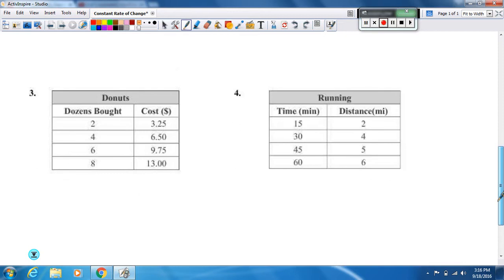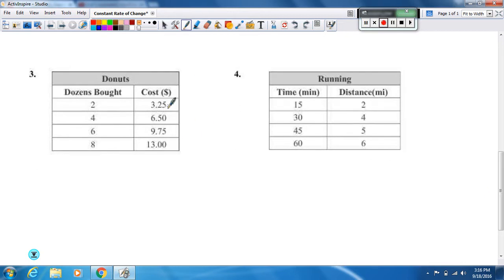Next one. The cost. From $3.25 to $6.50, that's a $3.25 change right there. Okay? So 6.50 plus 3.25 is 9.75. So that was also a $3.25 change. 9.75 and 3.25 is $13. That was also a $3.25 change.